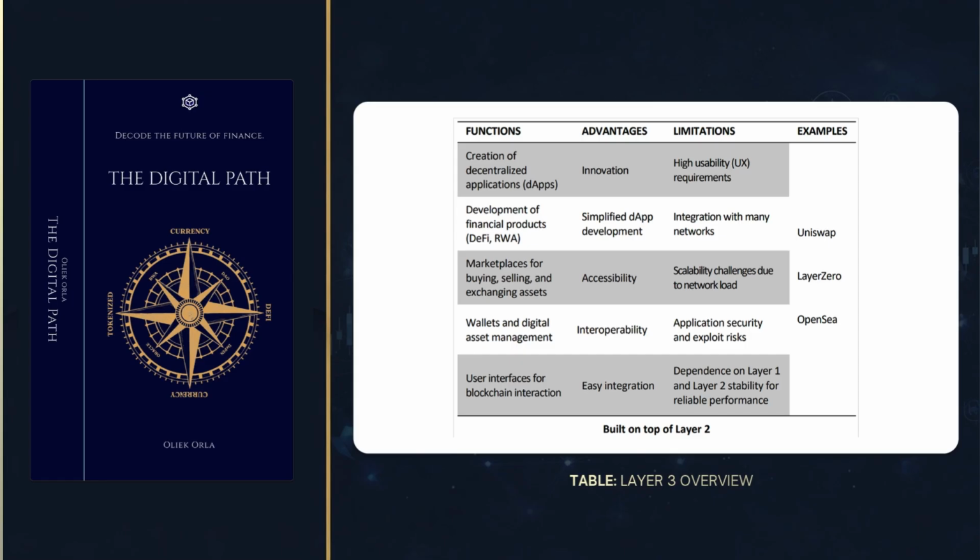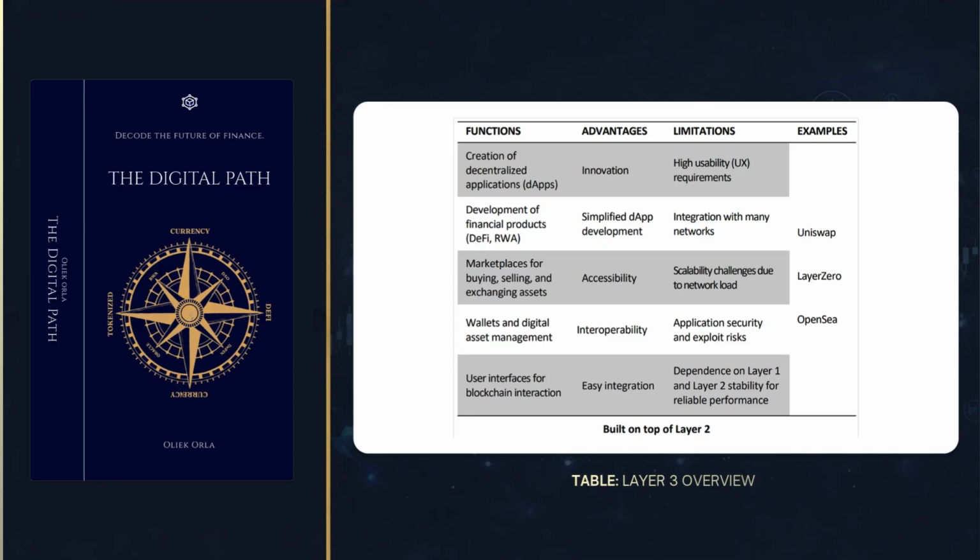Below is a summary table outlining the key functions, advantages, challenges, and real-world examples of Layer 3. In conclusion, Layer 3 is the level where blockchain technology becomes understandable and practical for everyday users. It is where decentralized solutions begin to feel and function like familiar digital services, with additional benefits such as transparency, security, and the absence of centralized control.